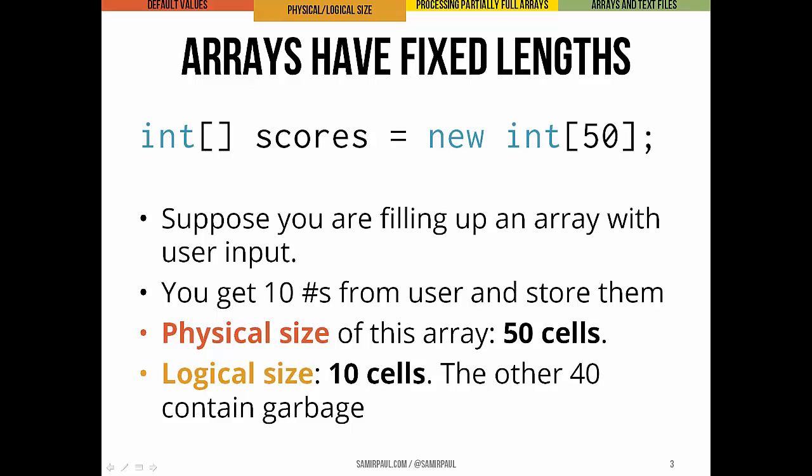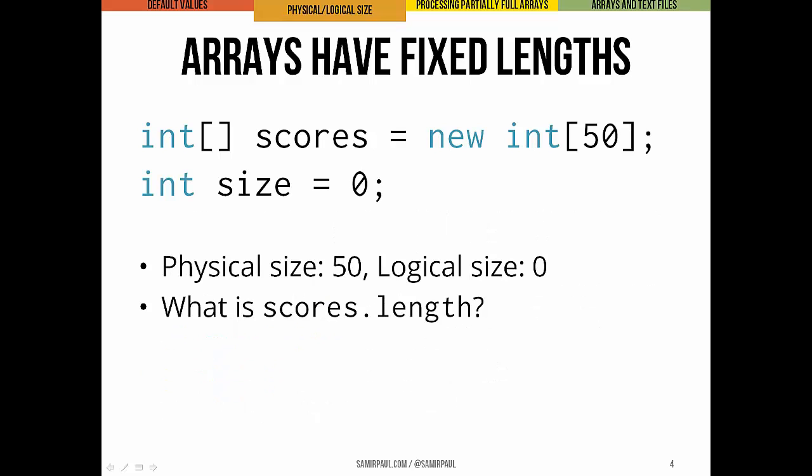The key distinction here is between the physical size of the array, how much space it has in total, and the logical size, how much of it holds meaningful information. We solve this problem by tracking the array's logical size using some separate integer variable. You can see here, upon instantiating this array, we immediately create some variable size, which starts as 0. As we introduce meaningful data into the array, we would increase size as necessary.